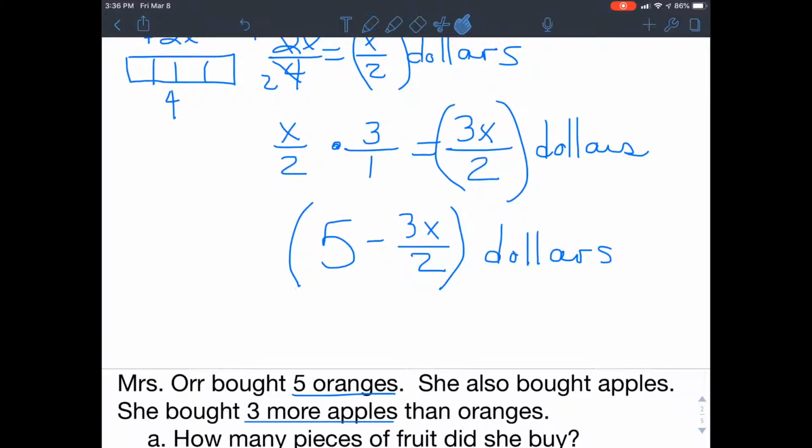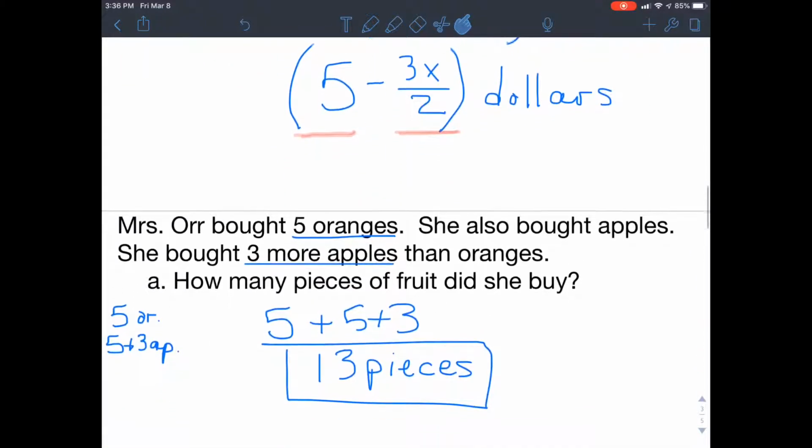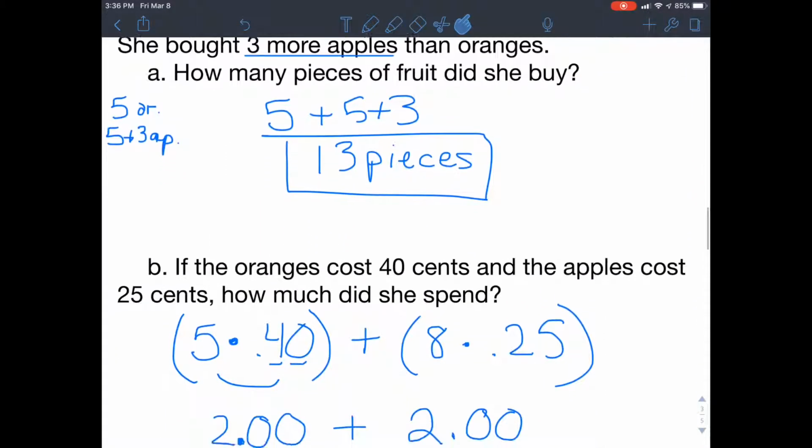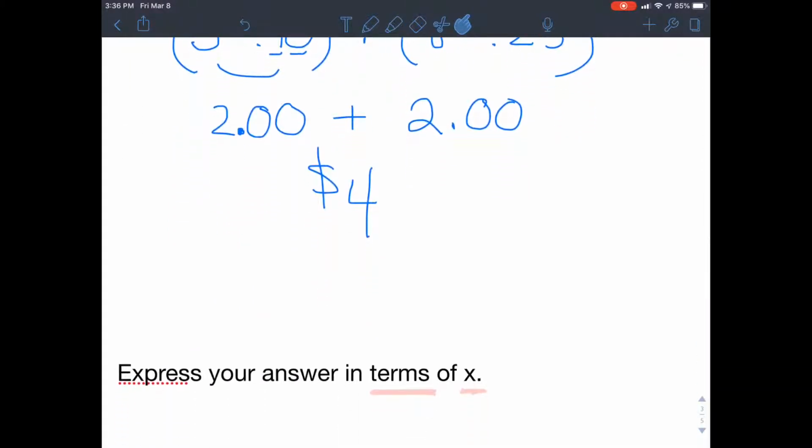Up here in this problem right here, we have 2 terms. We have a grouping of variables and numbers that are separated by an addition or subtraction sign. So this 5 is a term, and the 3x over 2 is a term as well. So we're going to see an answer that has terms in it. So x might be a part of it or another variable, and then we might have just a number part.